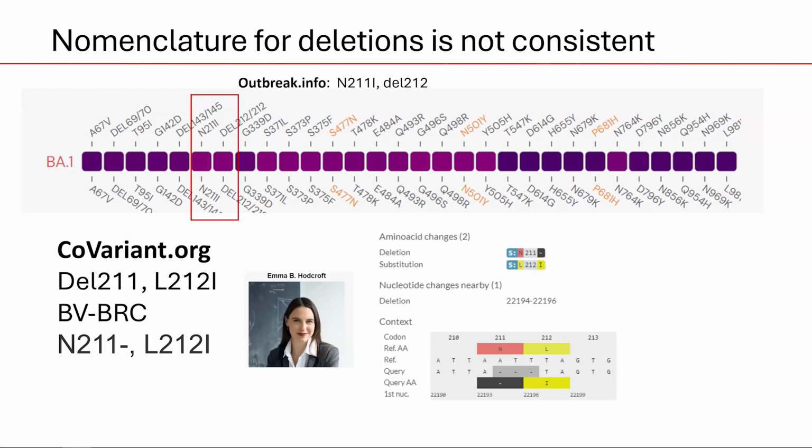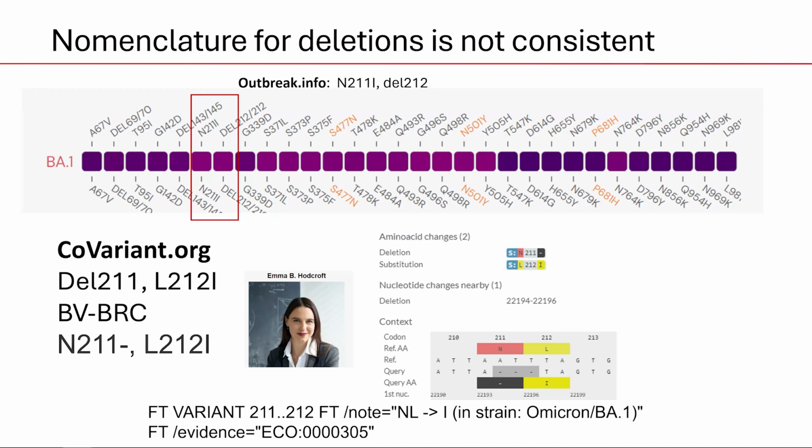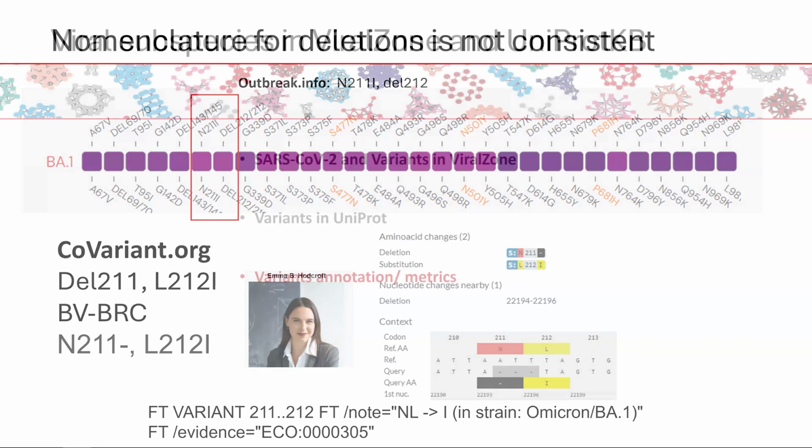So I mailed Emma, because we're working together with Richard for Swiss surveillance. And she told me that BV-BRC and CoVariants seem to be the best choice. So at the end, I took a Swiss decision, so stay neutral. But maybe we could profit from some kind of standards for this kind of annotation to avoid these discrepancies.